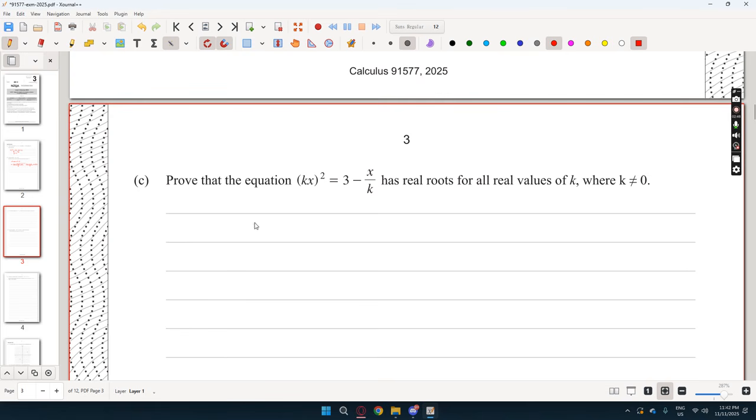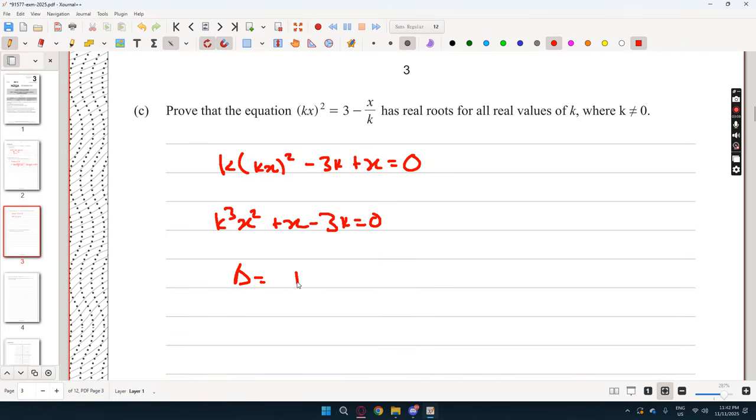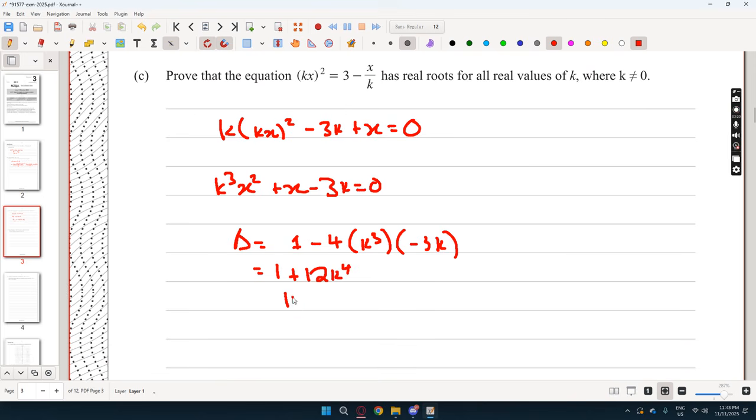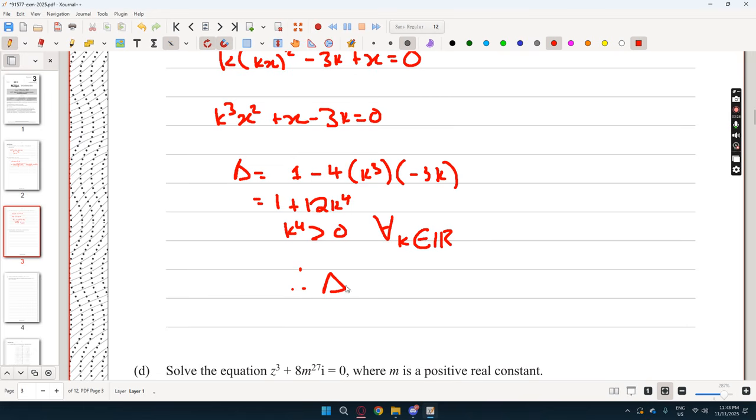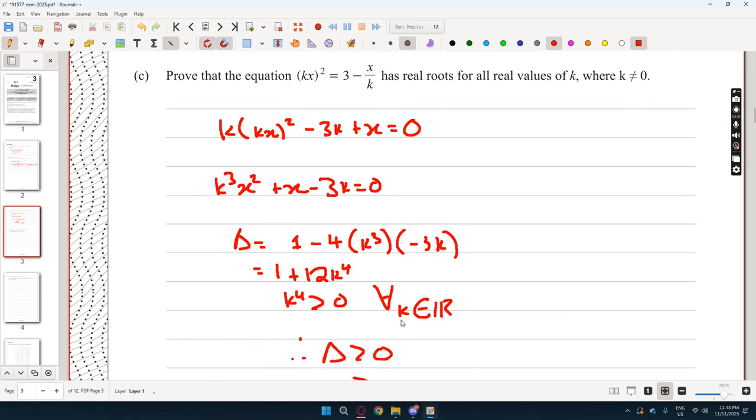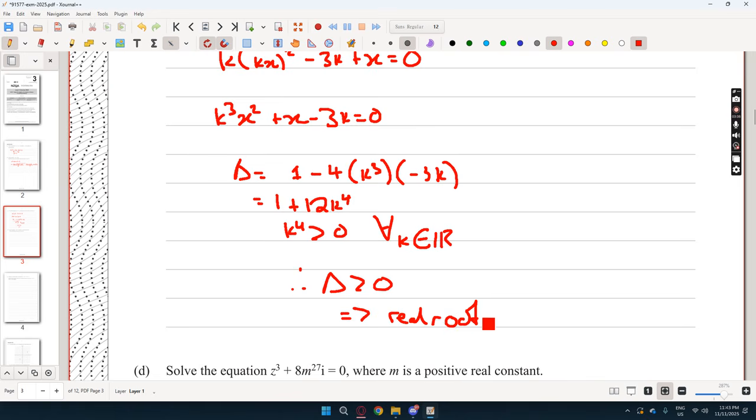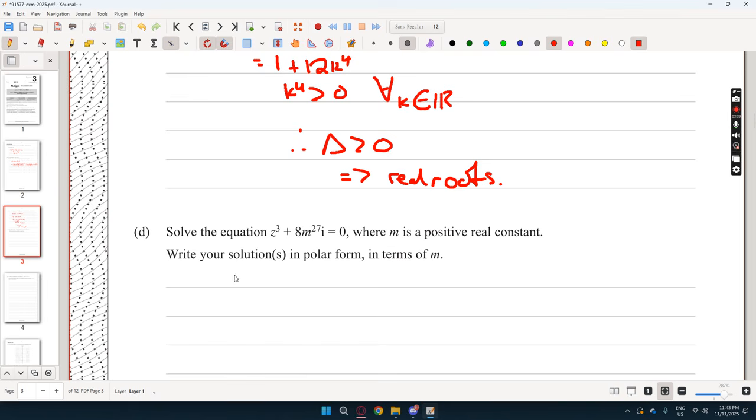Prove the equation has real roots for all real values of k. Okay, well this is k squared x squared. This is k times kx squared minus 3k plus x equals 0. So k cubed x squared plus x minus 3k equals 0. The discriminant is 1 minus 4ac equals 1 plus 12k to the 4. K to the 4 is greater than 0 for all k that are elements of the real numbers. Therefore, the discriminant is greater than 0, which implies real roots.